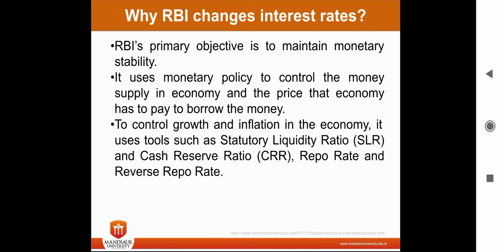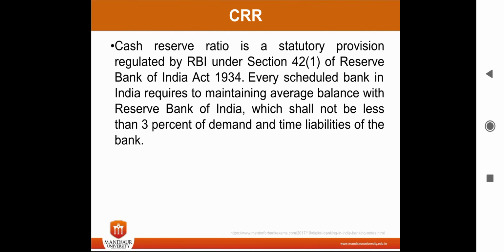The question arises here: why does the RBI change interest rates? To keep monetary stability, or to keep inflation and deflation at a level rate, the RBI has to maintain some SLR and CRR, repo rate and reverse repo rate, so as to control the growth of inflation. CRR is basically a statutory requirement or provision given by the RBI under section 42(1).